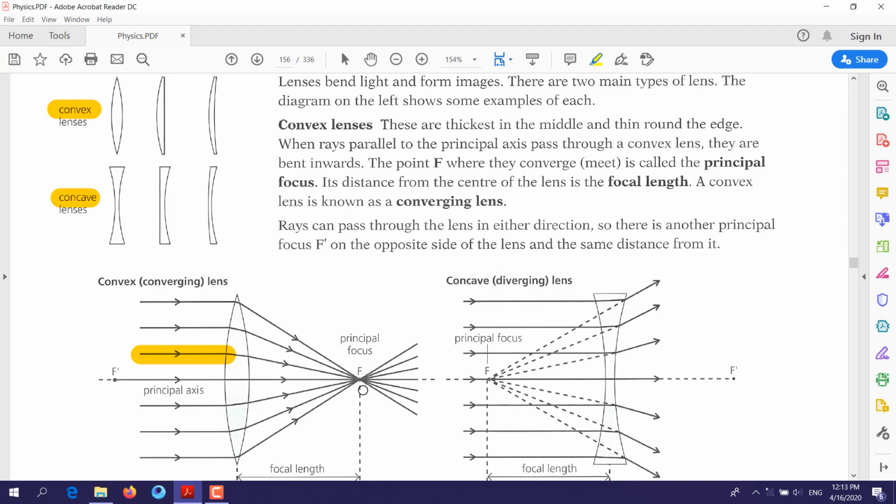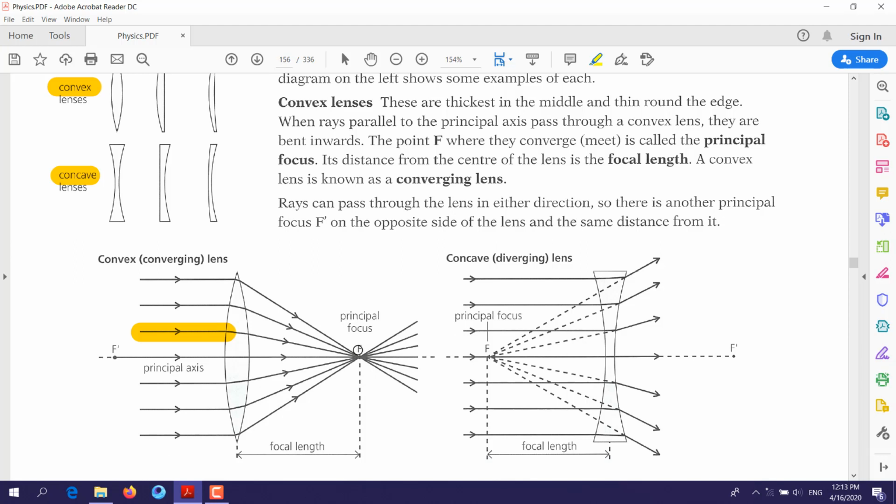This point, they call it the principal focus. So, what is the principal focus? It's the point at which all the rays meet after passing through a convex lens. Again, the point F where they converge or meet is called the principal focus.